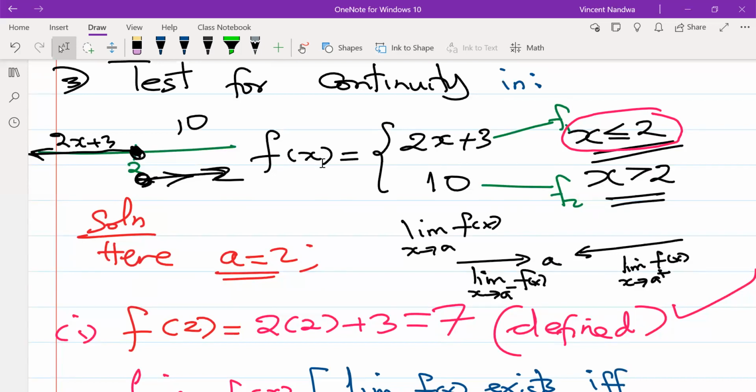Left-hand limit. Okay, so the question is, for the left-hand limit, which function are we using, which formula are we picking? Is it F1 or F2?